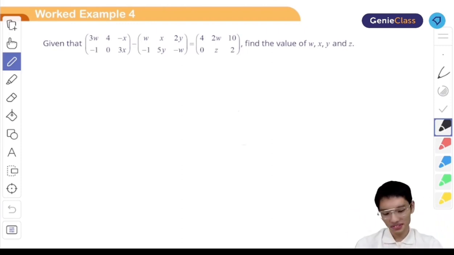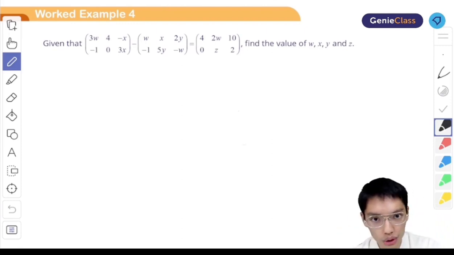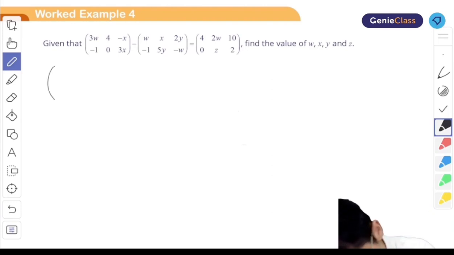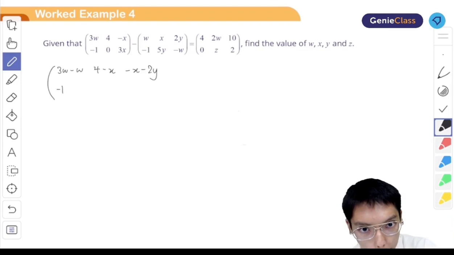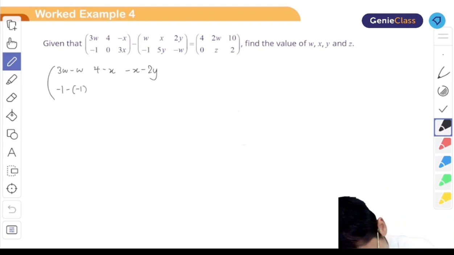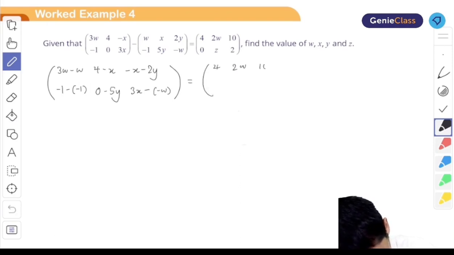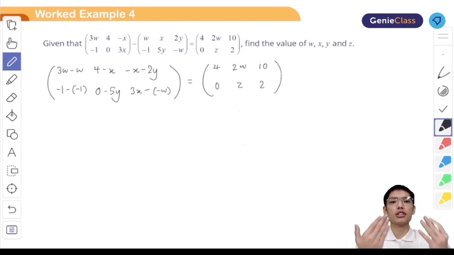On the left-hand side, we can do some magic. So if we were to rewrite my left-hand side, I hope you all realize I have 3w minus w, 4 minus x, minus 2y, 1 minus minus 1, 0 minus 5y, 3x minus minus w. Okay, this is then equal to my right-hand side. Okay, simplify as much as we can.